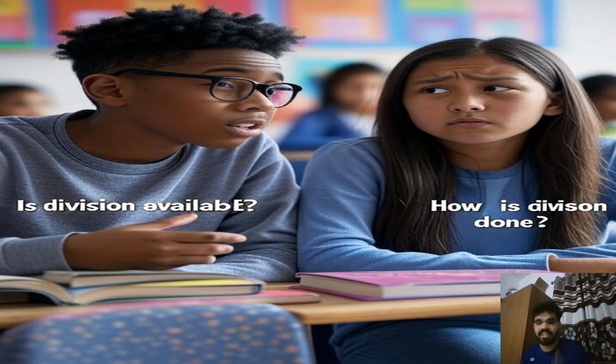So is division available? Yes or no? If we are able to see it, then it is architecture. And how it is happening, that's the organization. So this is the main concept of computer architecture and computer organization. So the explanation of the terms, okay, you got it right.